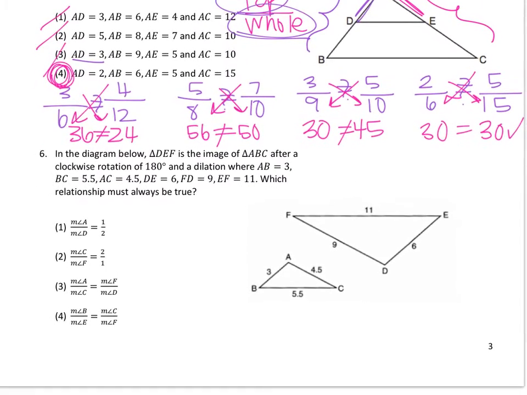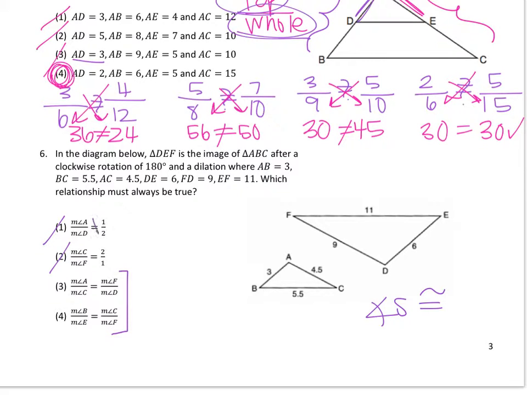Alright, so number 6 here is telling us that we have triangle DEF as the image of triangle ABC after a clockwise rotation of 180 and a dilation where AB is 3, etc., etc. Which relationship must always be true? So we want to go through these options and say, okay, what do we know about the things that are given? And it looks like in all of these options we're talking about angles. And we know that angles are congruent, which means that they are either in proportion with one another or set equal to each other. Now, choice 1 and 2 do not do that.